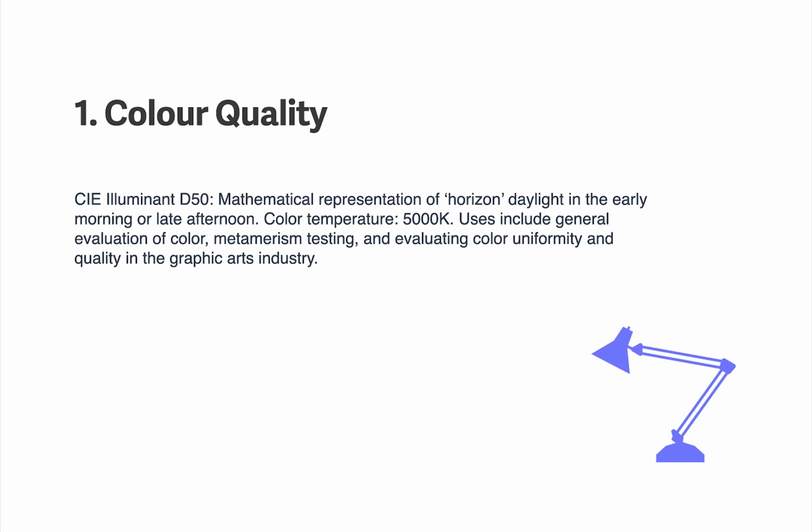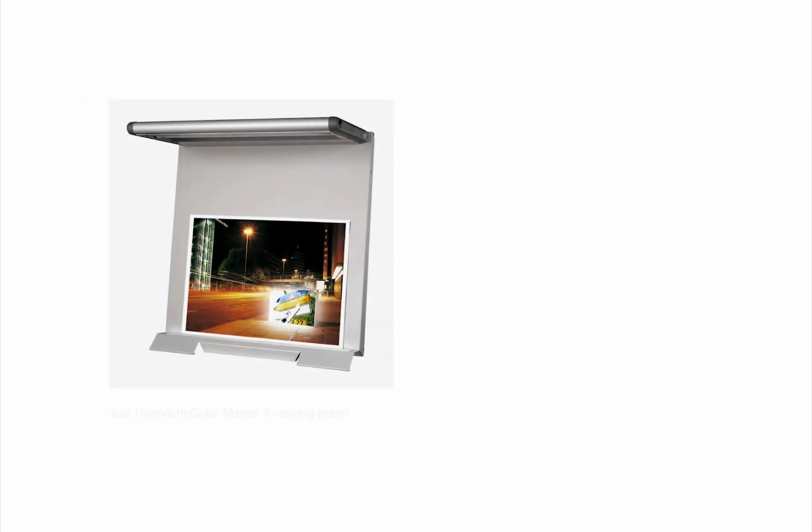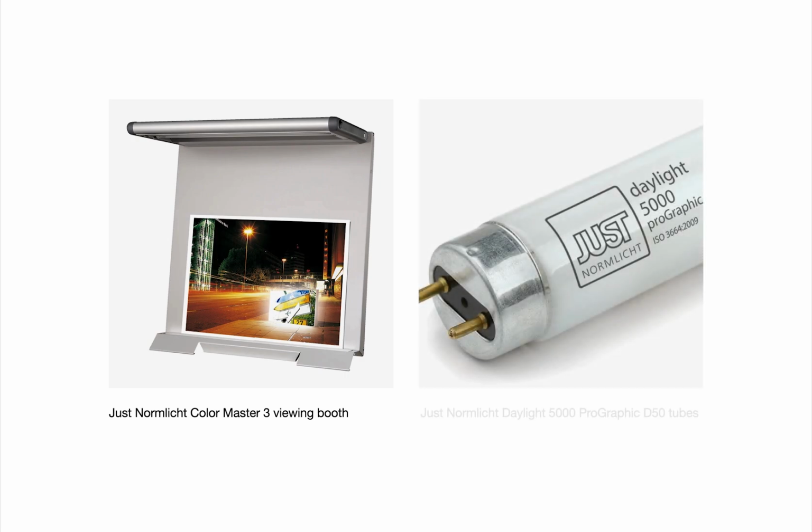Lights satisfying the D50 standards have a strictly controlled spectral distribution, which sets them apart from the general 5000 Kelvin light sources. Ideally, we should be using viewing booths, light fittings, and light tubes made specifically for the imaging industry, like these made by Just Normlicht.